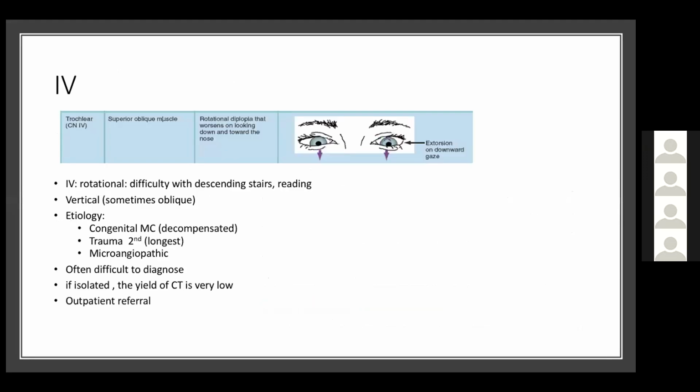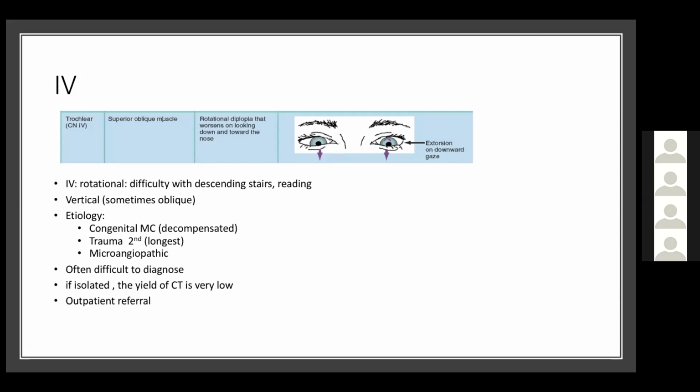Okay. The fourth nerve, again, it can be affected at any place from the orbit until the nucleus. Usually difficulty with descending stairs, reading. Diplopia is vertical, sometimes it's oblique. The most common etiology is congenital, and what happens is it's congenital, and then when the patient gets older, they decompensate and then they have diplopia. Trauma is the second most common cause, and then microangiopathic, such as diabetes and hypertension.